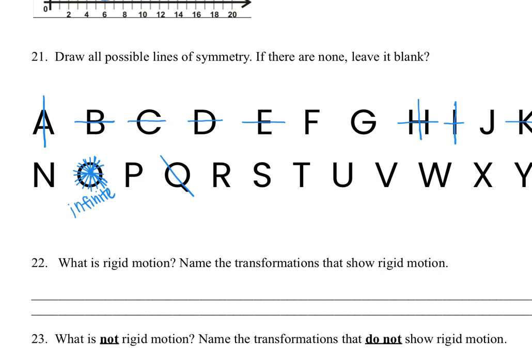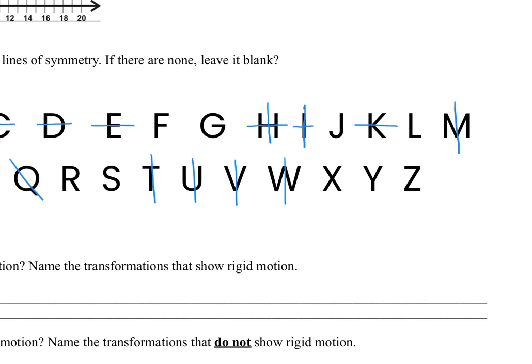For T, we can draw a line going straight up and down. Same for U, same for V, and same for W. So T, U, V, and W all have a vertical line of symmetry. For X, we can draw a vertical line and a horizontal line. And depending on how your X is drawn, you might be able to have diagonals. It doesn't work for this one here, and I'll show you why.